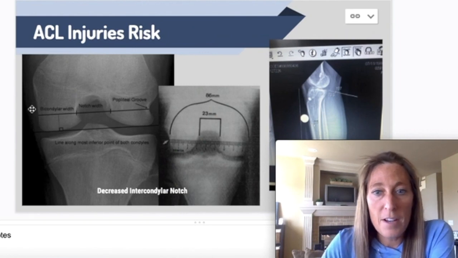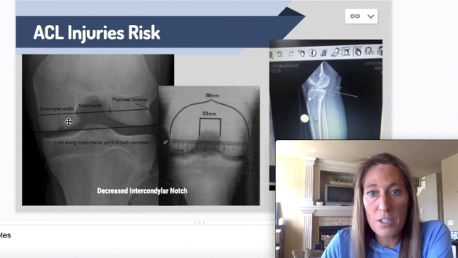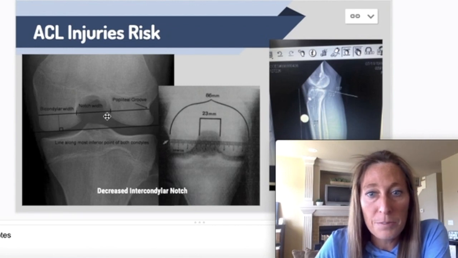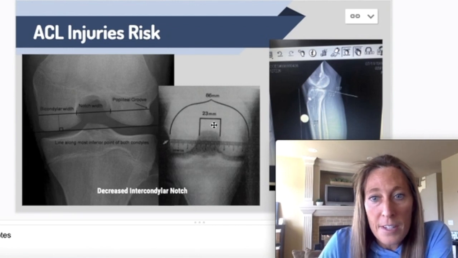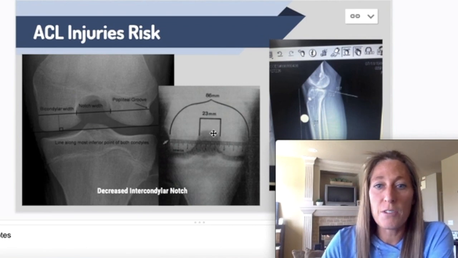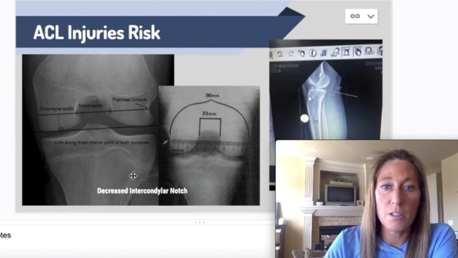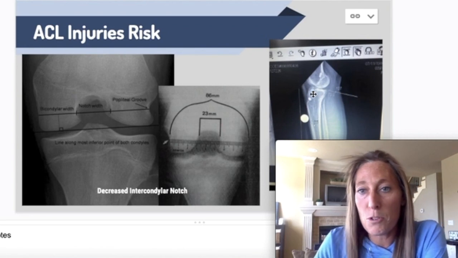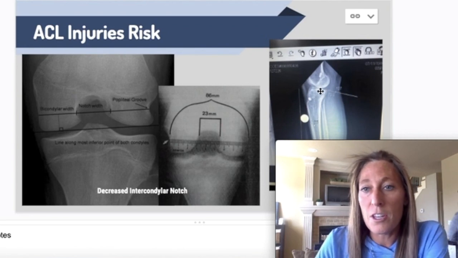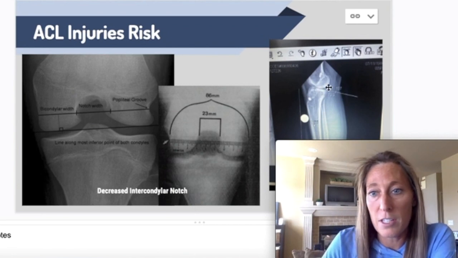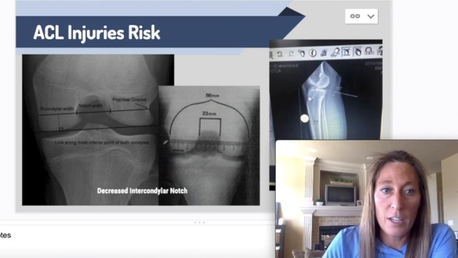Here we have a decreased intercondylar notch. This is the intercondylar notch, and you can see that they're measuring on this x-ray. This one looks like 23 millimeters. So a decreased, smaller intercondylar notch runs through here. The ACL runs from here to here. This is posterior tibial slope, so you can see the tibia here. The greater the posterior tibial slope, they think the increased risk of tearing your ACL in sporting athletic activities.